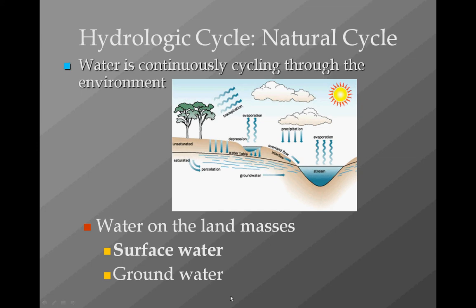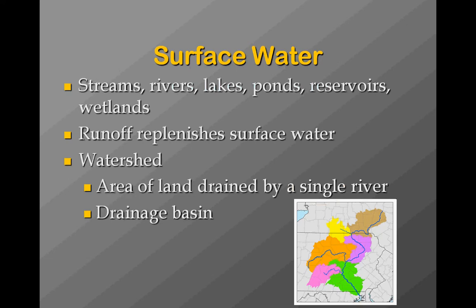Water on the land masses falls into two categories: surface water and groundwater. Surface water, which occurs in streams, lakes, and ponds, etc., is water that collects from runoff during precipitation. We find that surface water is typically organized into what are called watersheds, which are areas of land that are drained by a single river, sometimes called a drainage basin.